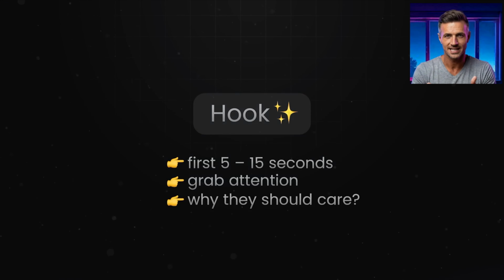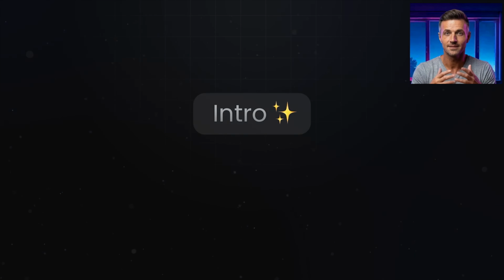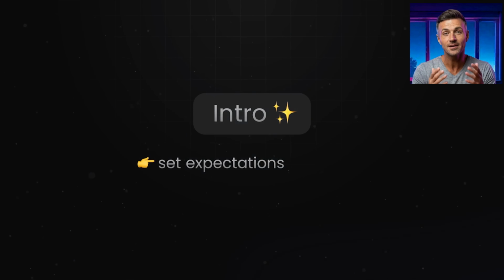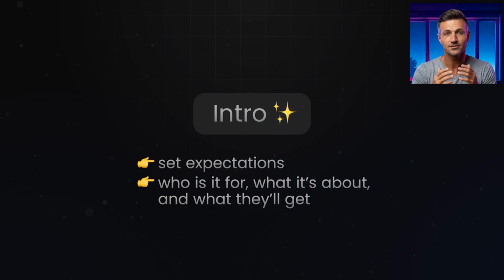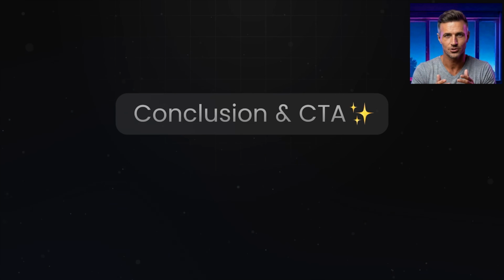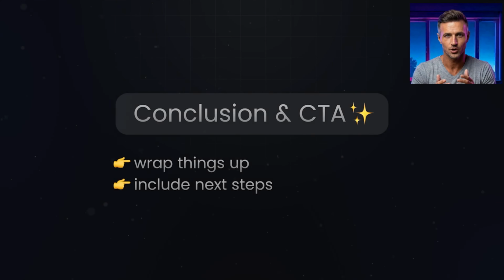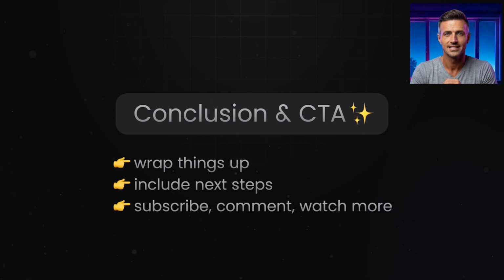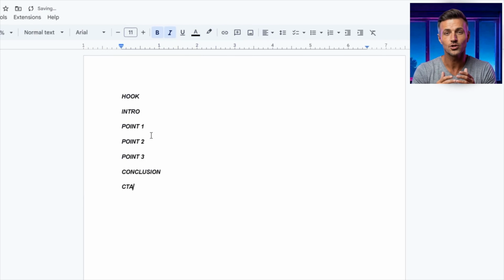This is where you grab attention and show people why they should care. The intro is where you set expectations based on the foundations we laid just now, like who the video is for, what it's about, and what they'll get from watching. The main body is where you deliver the actual value step by step. The conclusion and CTA is where you wrap things up, include any next steps, and tell people what to do next, like subscribe, comment, or watch your next video.